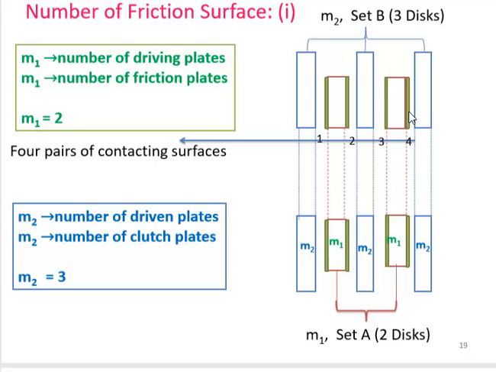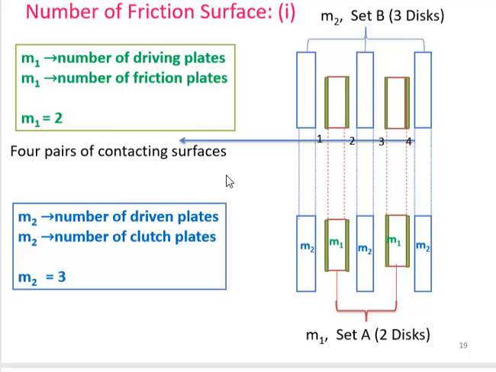Hence you can see there are two friction plates and there are three clutch plates. The clutch plates are represented by M2 and there are three discs. The friction plate is represented by M1 and there are two discs. So this particular number is required to transmit 10 kilowatt power.